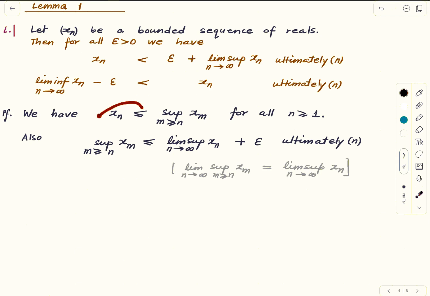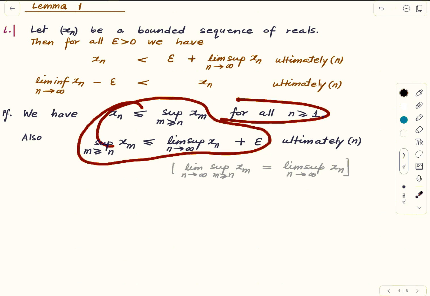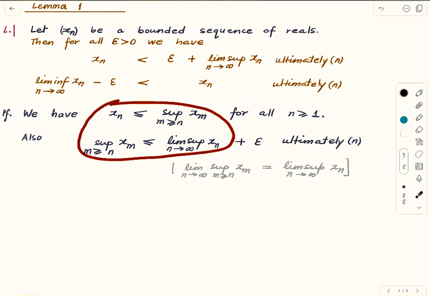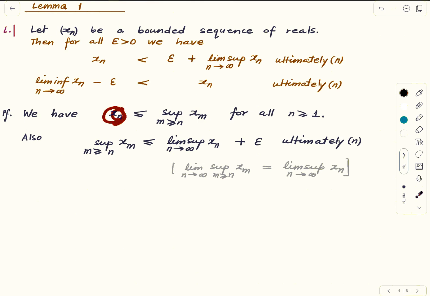So you combine these two inequalities. One happens for all, the other happens ultimately, and therefore both happen ultimately. If both happen ultimately, both happen simultaneously ultimately, so you get that xn is less than or equal to this thing. Why? Because just use the transitivity of inequalities. Xn is less than that, and that is less than that. So xn is less than that ultimately. And that's what we have written over here. Similarly, we have the second part, which is an exercise. Okay, very nice.